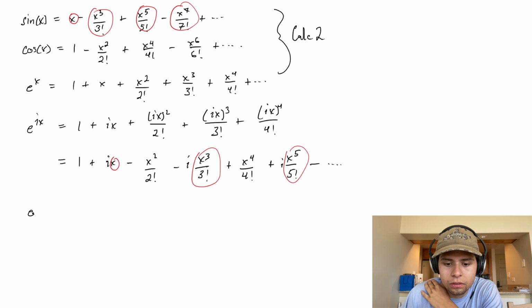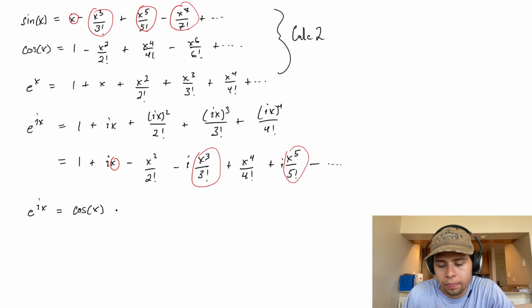We can add that to the cosine of x, and we get exactly this, such that we get this relationship, e to the ix is equal to the cosine of x plus this i sine of x. Okay.